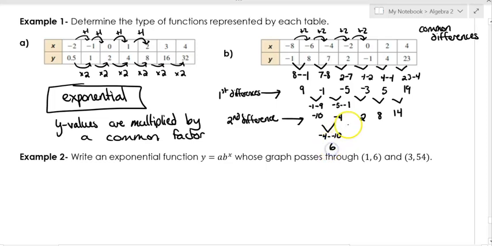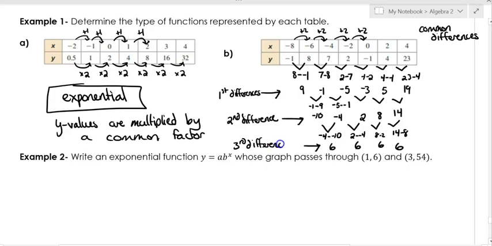-4 minus -10. That's 6. 2 minus negative 4. That's 6. 8 minus 2 is 6. And 14 minus 8 is 6. Okay, so this is the third time we did it, so it's called the third differences.